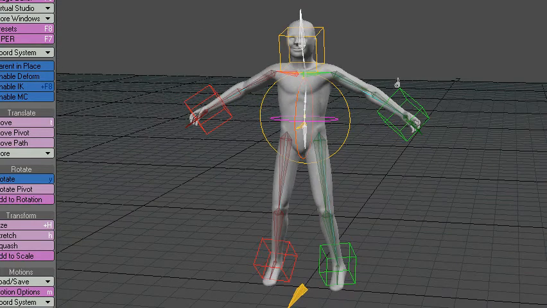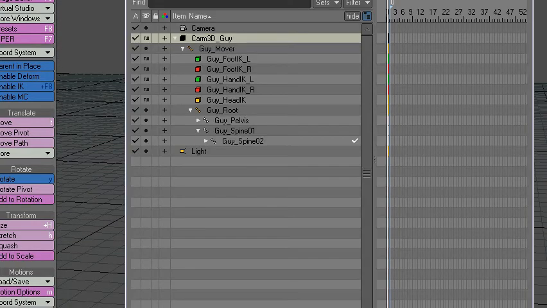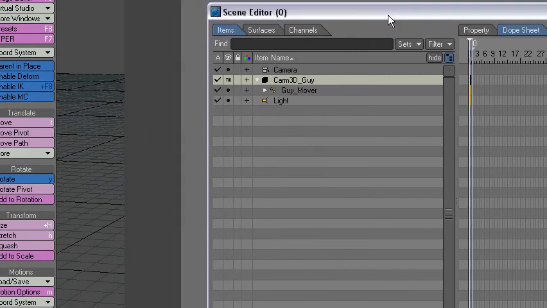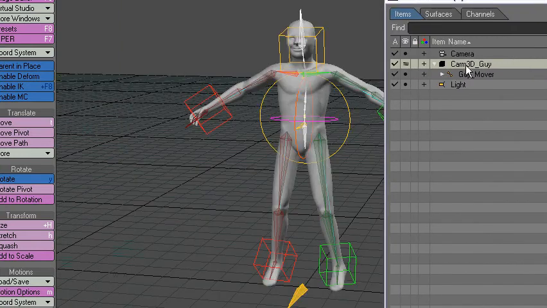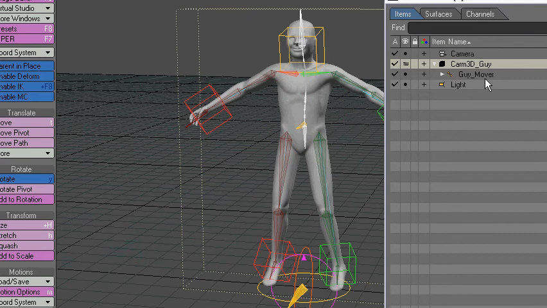So I'm going to go into the scene editor and look at this structure here. First, this is the object itself. This is the geometry. And generally, you won't even touch this once it's rigged. You animate the bones and the controllers, and the geometry follows along. You leave the geometry alone.